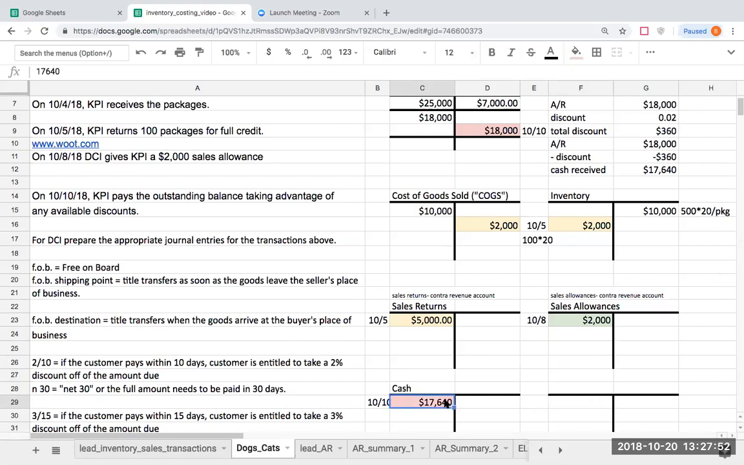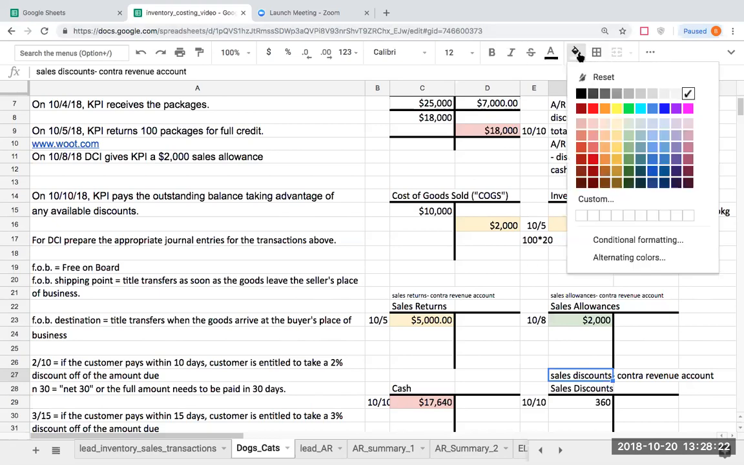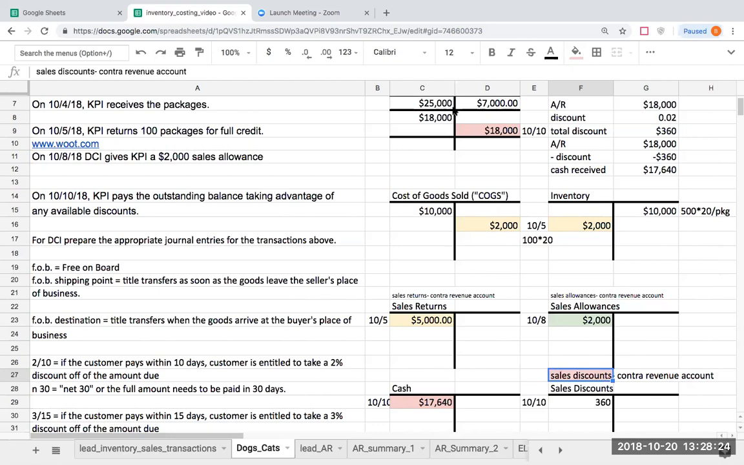I have $17,640 in debits. I have $18,000 in credits. So I need another debit here for $360. And that $360 represents the amount of the sales discounts. And this is, again, a contra revenue account. And this is telling us the amount of the sales discounts that we had given for this particular customer.